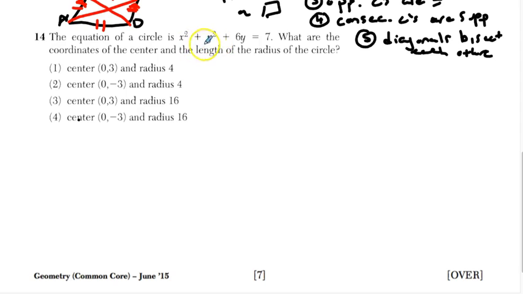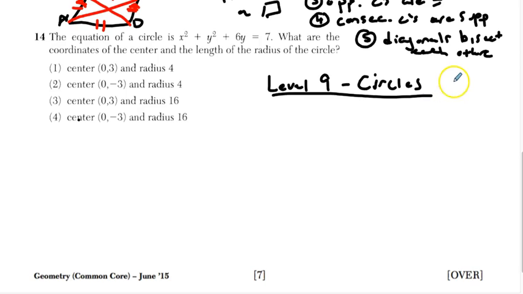Number 14, this is a circles question, right? The equation of a circle is x squared plus y squared plus 6y equals 7. Determine the coordinates of the center and the length of the radius of the circle. So we know this is a level 9 question where we learned about circles. If you ever want to review this lesson, by the way, this is a 9.6 lesson.